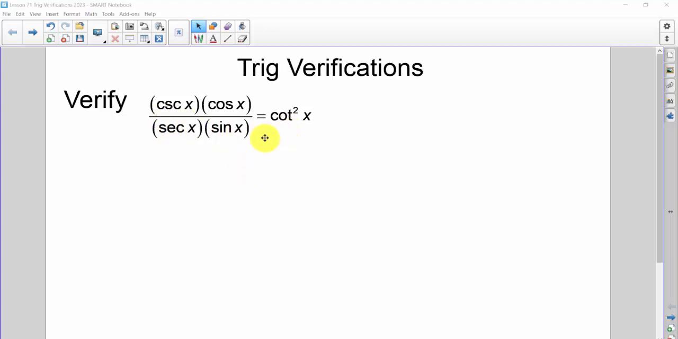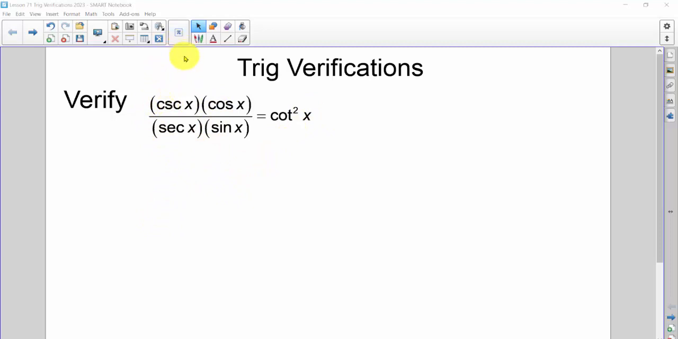Now, in the problems we just did, the simplifications, you didn't know where you were going. Now you kind of know where you're going. In this case, we're asked to take this stuff and make it into a cotangent squared. So we know where we're going. And I can kind of, in my head, visualize what cotangent squared looks like. That's cosine squared over sine squared. So let's see if we can do that here.